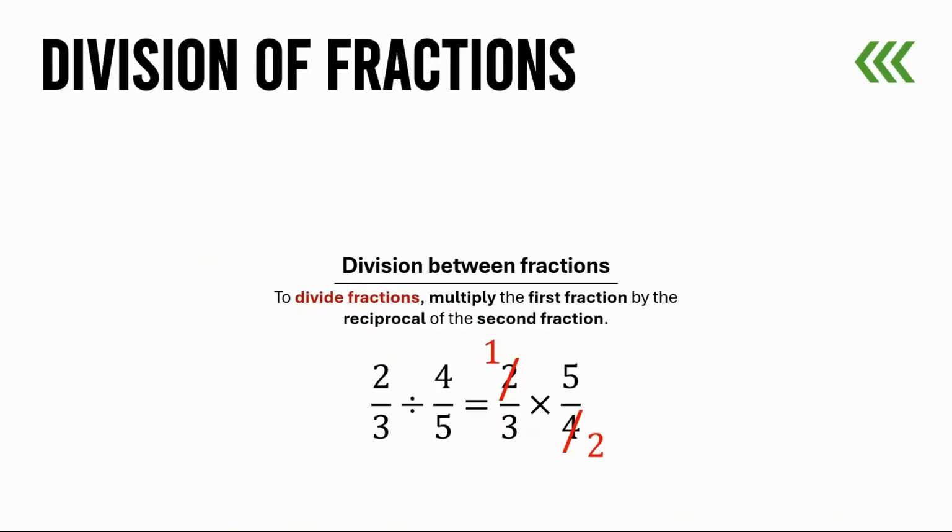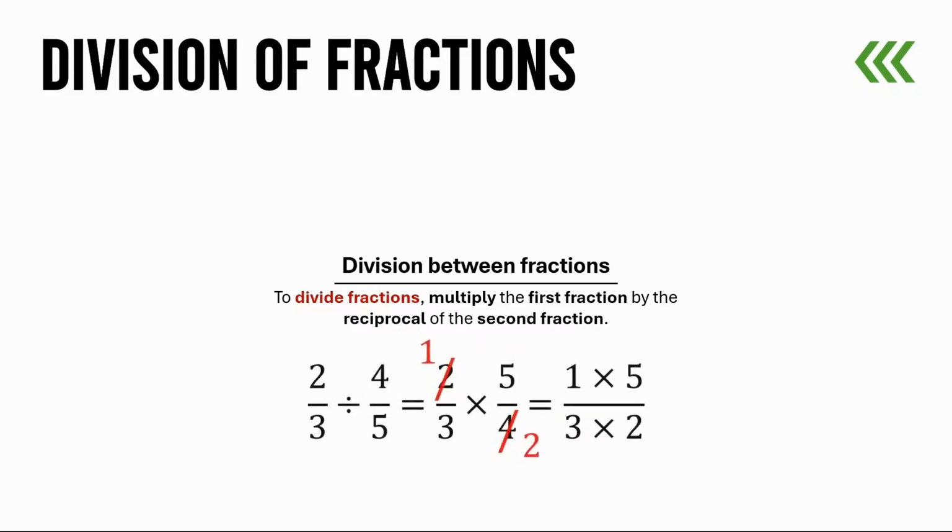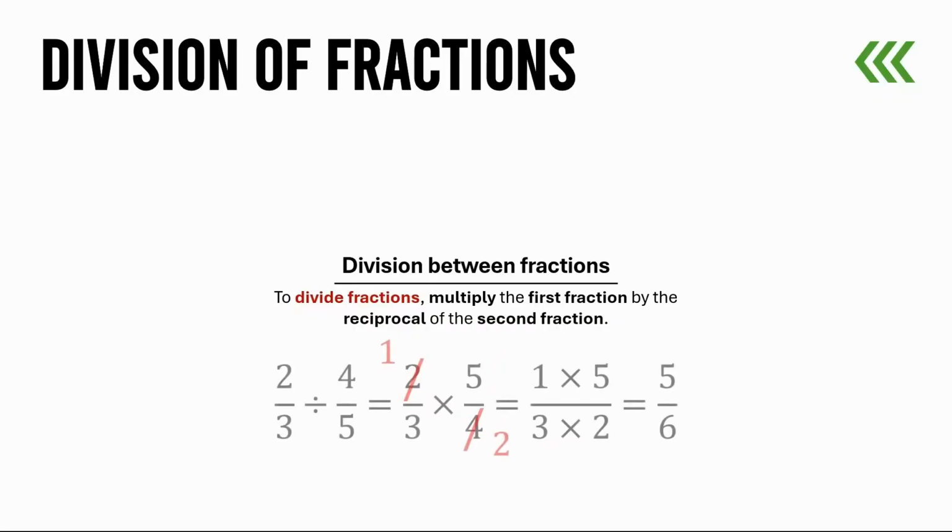Going back, we could have simplified the numerator 2 and the denominator 4 by dividing both by 2, obtaining 1 in the numerator and 2 in the denominator. That would have led us directly to the final result, 5/6. Instead of simplifying later, we simplified first and got the same result, 5/6.